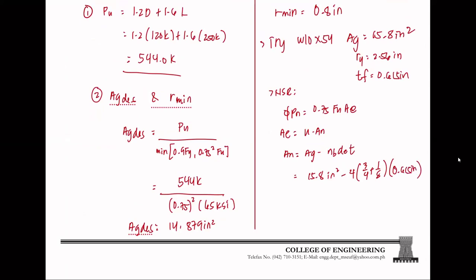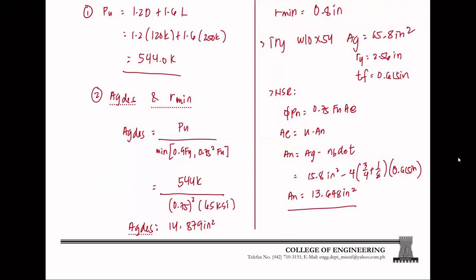5 inch. Okay, AN is equals to 15.8 minus 4 3/4 plus 1/8 times 0.615. That is 13.648 inches squared. Okay, that is our net area.